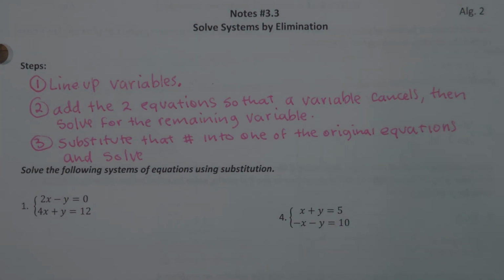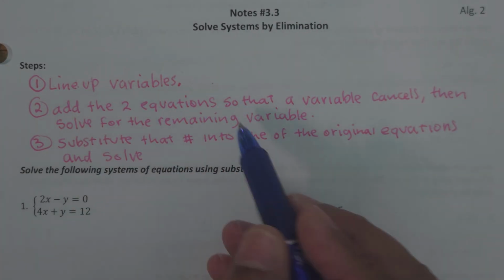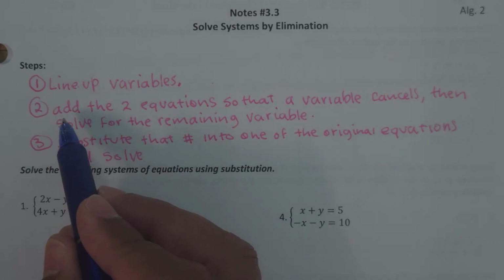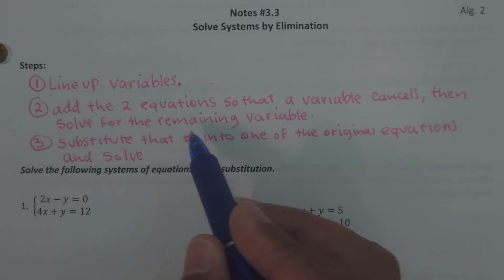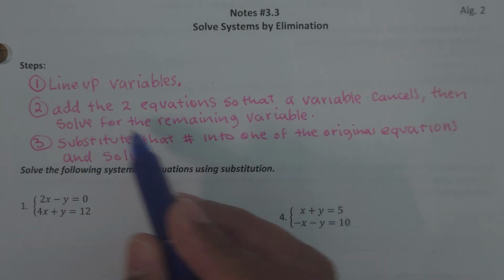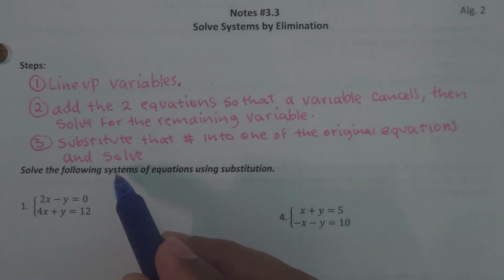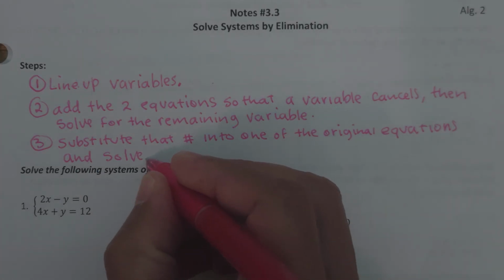In this lesson, you will learn how to solve systems of equations by elimination. So these are the steps we're going to follow. Step number 1, you're going to line up the variables. Step number 2, add the two equations so that a variable cancels, then solve for the remaining variable. And step number 3, substitute that number, which is what you're going to get from step number 2, into one of the original equations and solve for the remaining variable.